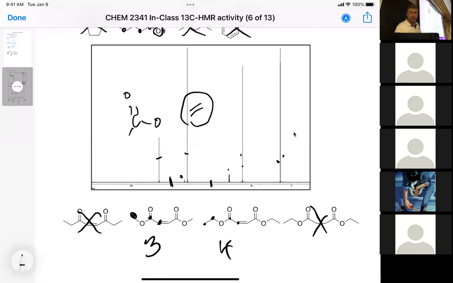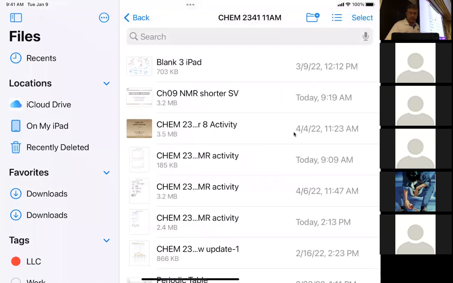And let's think about this. This peak right here is going to be this one. This peak is going to be this one down here. The alkene is going to be this one, and the carbonyl is going to be the highest one. So it fits. All the pieces fit together correctly. Okay. All right. Now let's do the other one.